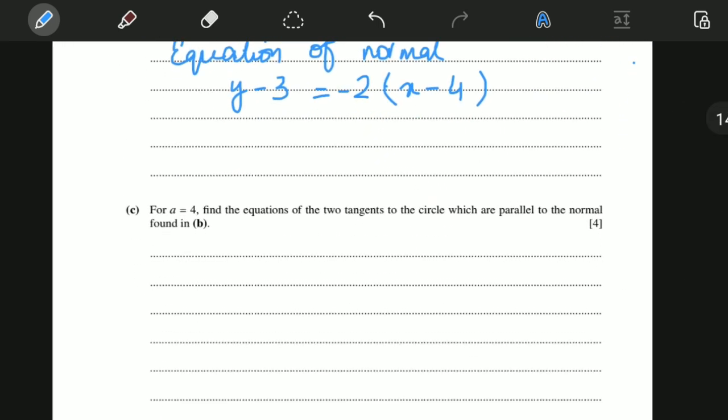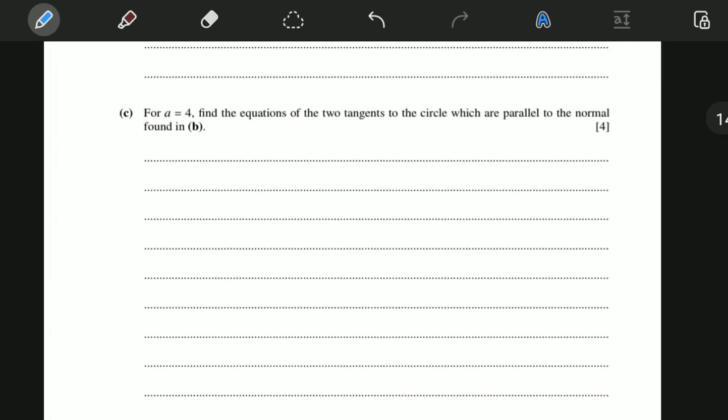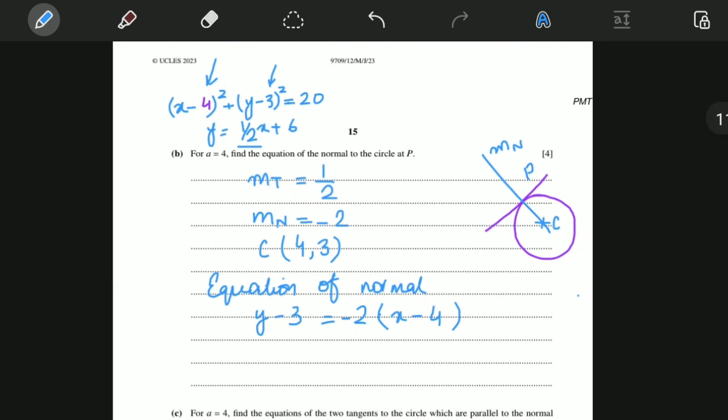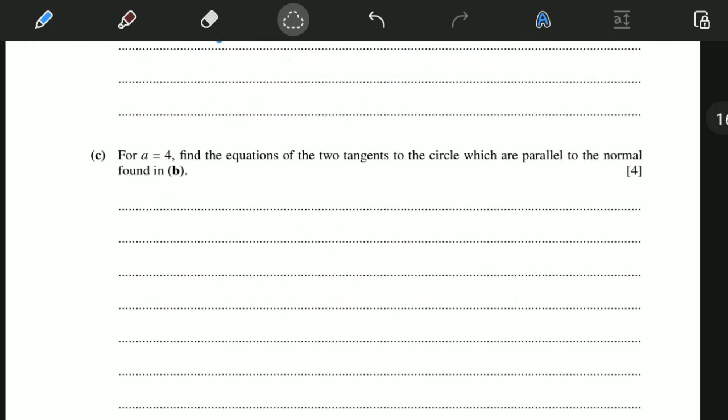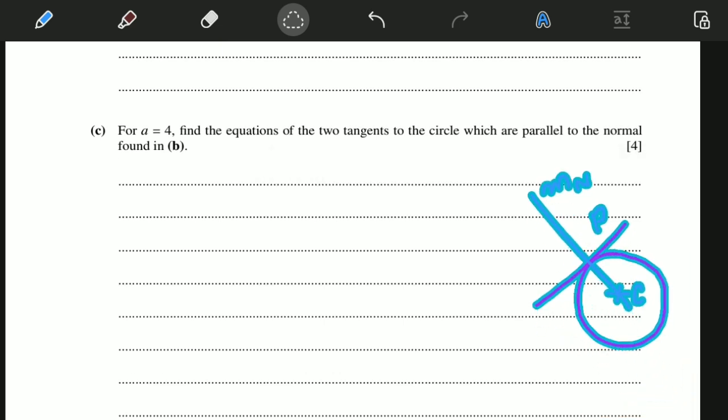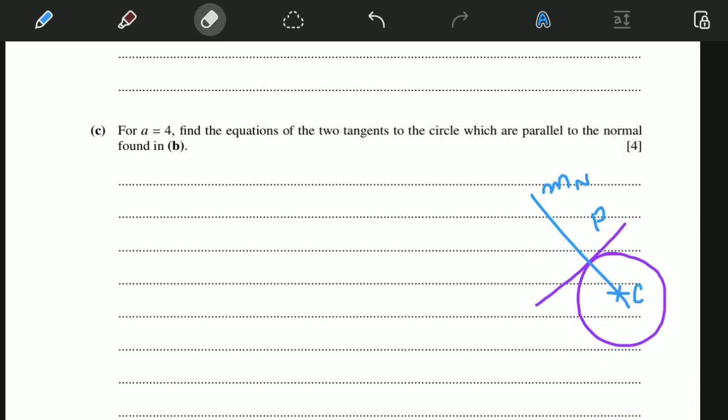Okay, so now part C. For a equals to 4, find the equation of the two tangents of the circle which are parallel to the normal found in B. Okay, now consider your figure again, and try to understand what they are saying now. Two tangents to the circle which are parallel to the normal. So these would be this and this. These will be two tangents and these will be parallel to the normal.